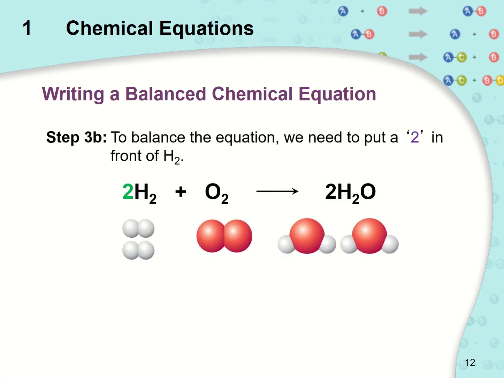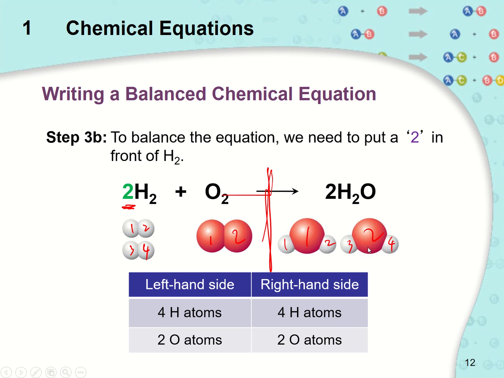In order for us to balance the equation, I will need to put a 2 in front of the H2O over here. So by adding a 2 over here, now I will have a total of 1, 2, 3, 4 hydrogen atoms on the left hand side, and 1, 2, 3, 4 hydrogen atoms on the right hand side of the equation. Then for the oxygen, I have 1, 2 and 1, 2. So now I have a balanced chemical equation. This is my answer for the reaction between hydrogen and oxygen to form water.